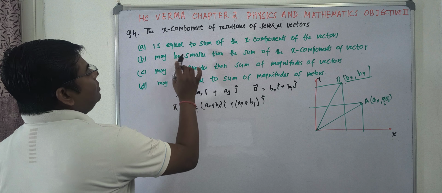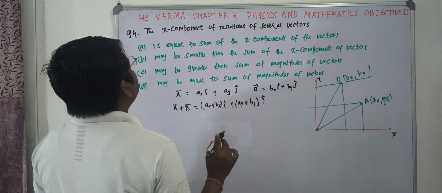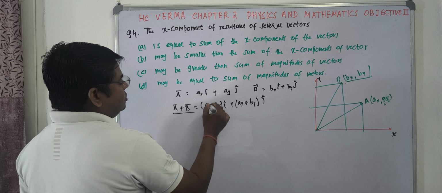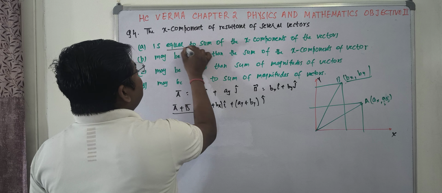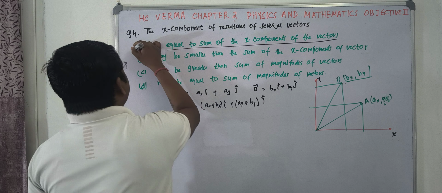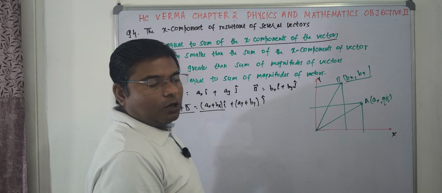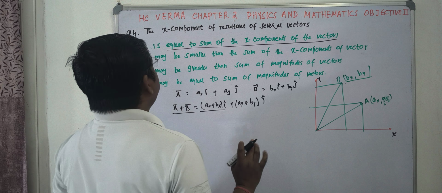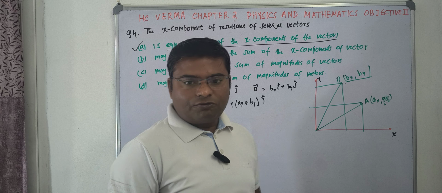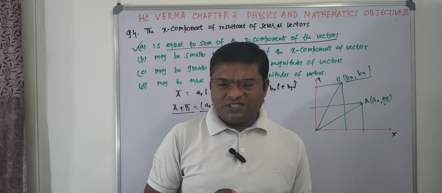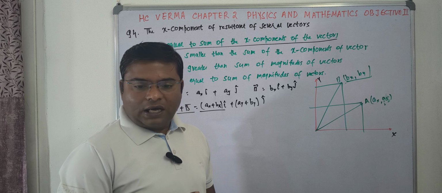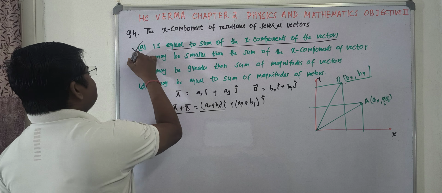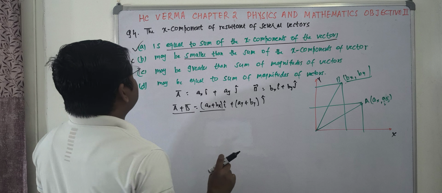Now the first option: the x component of the resultant vector is equal to the sum of the x components of the vectors. So option 1 is correct. Now the next option: may be smaller than the sum of the x components of the vectors. No, this is not true. It is not smaller, so this is wrong, because here it is ax plus bx.